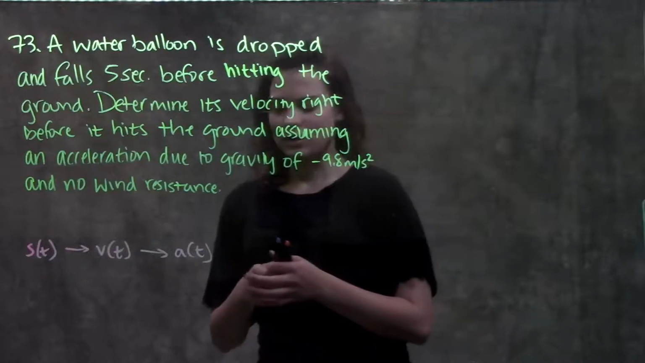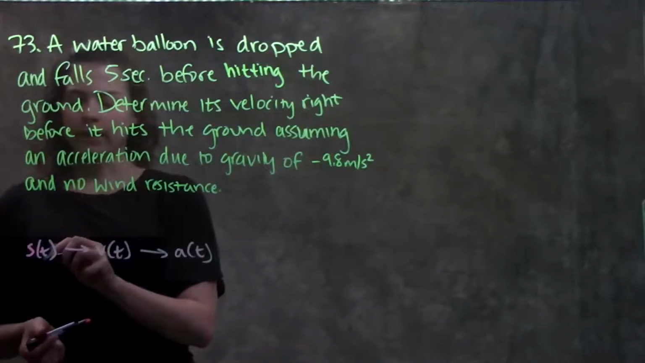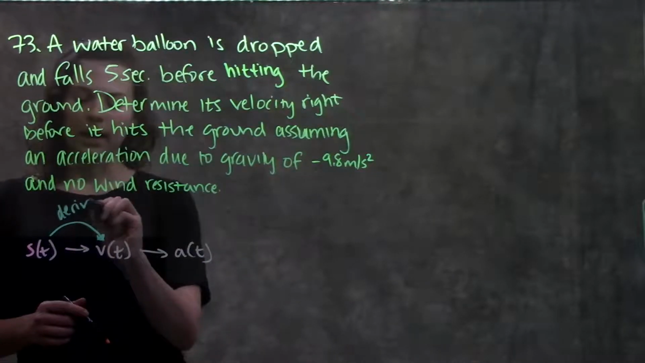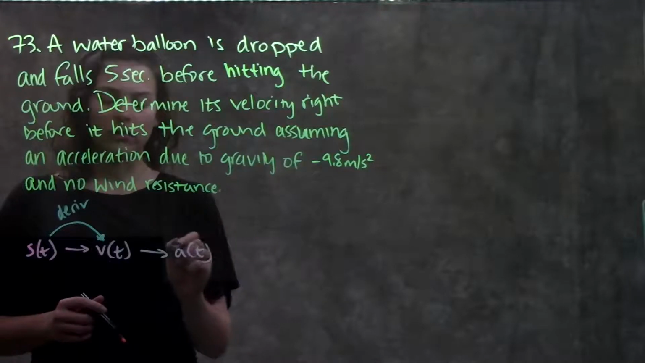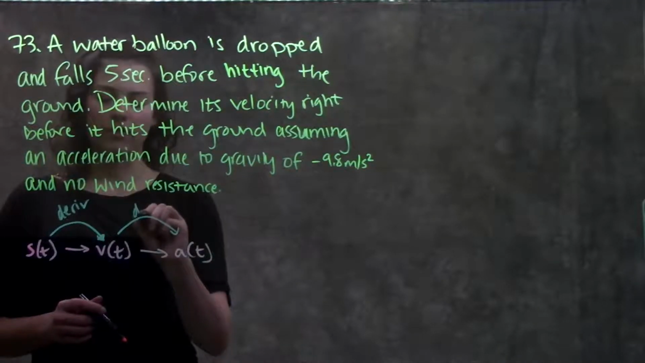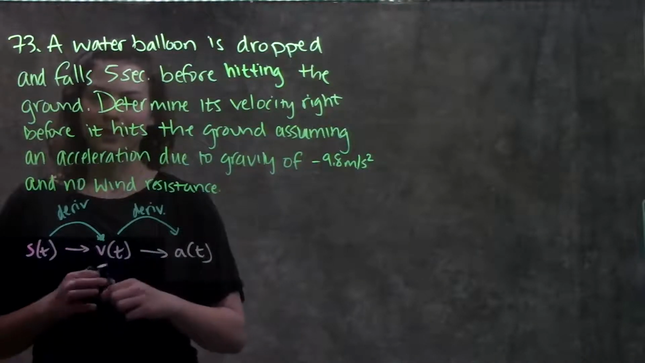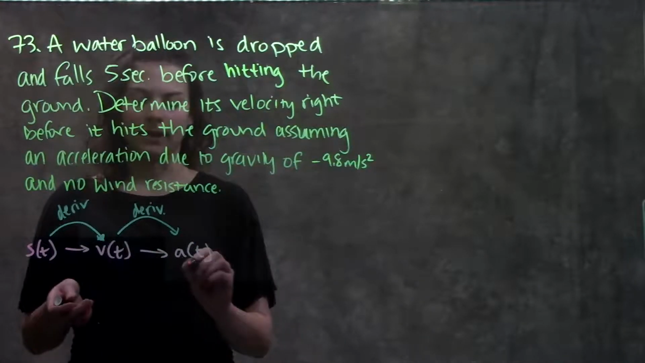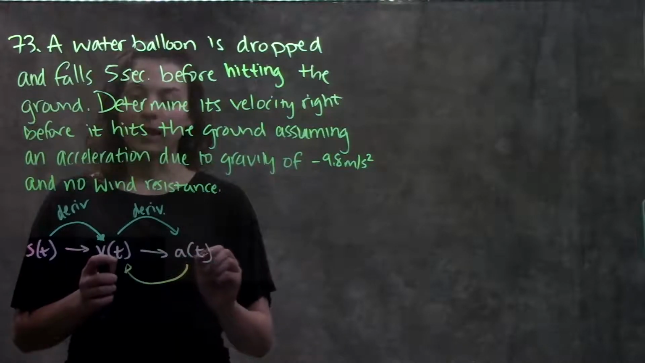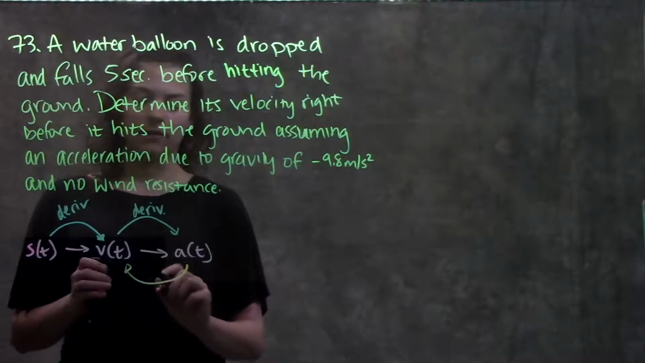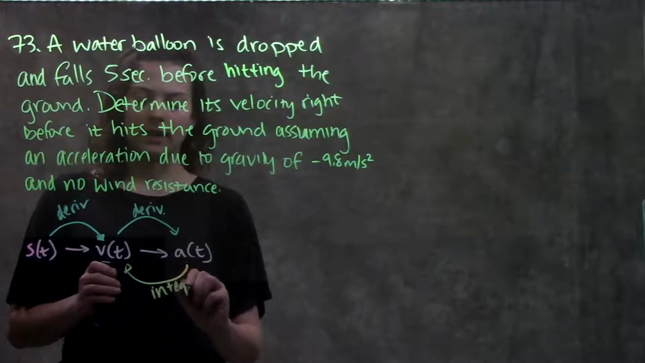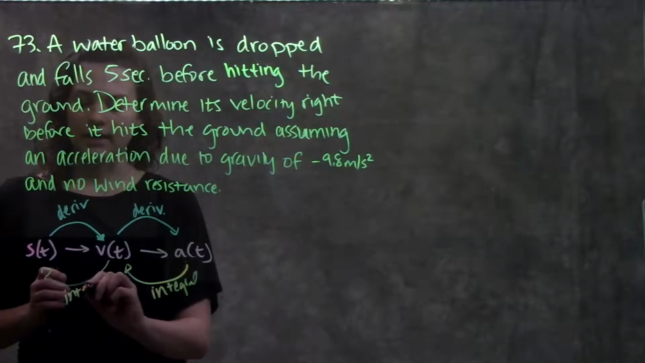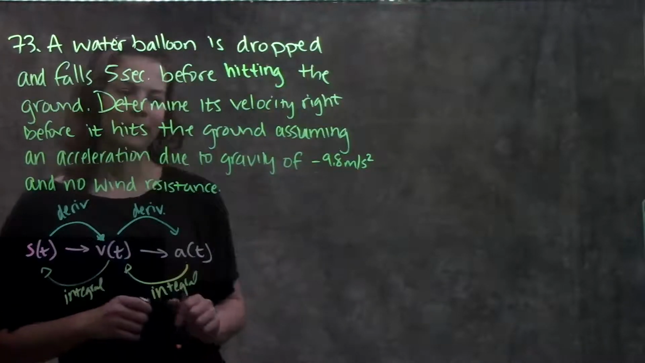Okay, before we start this problem, let's first talk about the relationship between our position, velocity, and acceleration functions. If you remember, to get from the position function to our velocity function, we can just take the derivative. And same thing, our acceleration function is just the derivative of our velocity function. But if we wanted to go the other way, we can just reverse all this by taking the integral. So if I have my acceleration function and I want to get to the velocity function, I can just take the integral. And same thing, from velocity to position, I can take the integral of that function.